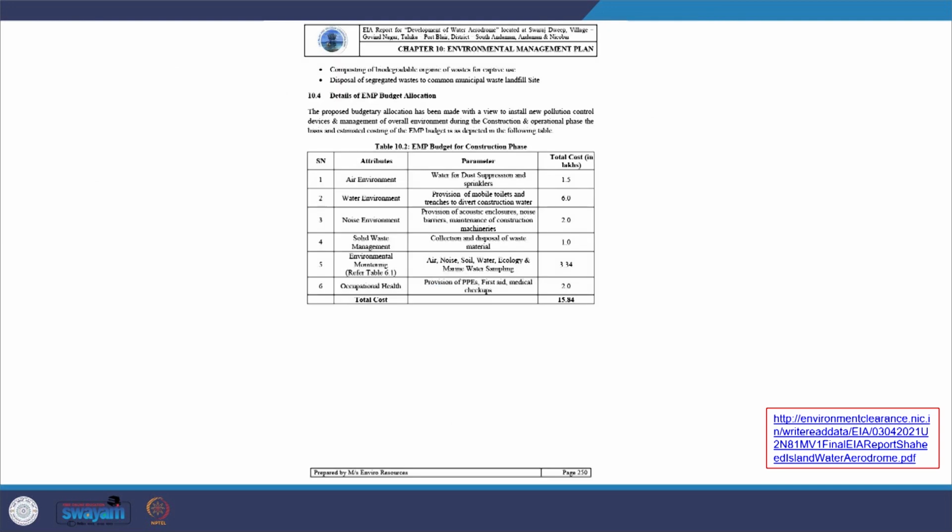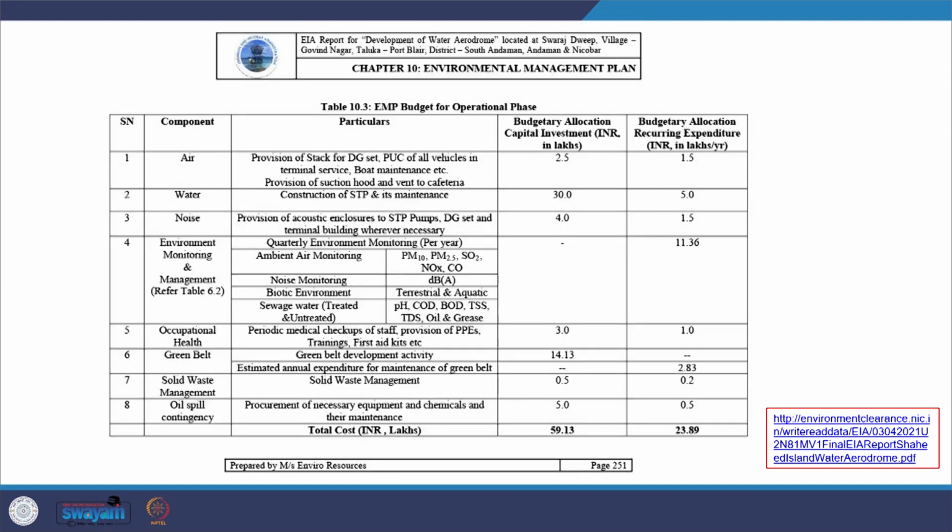So we do not see the social management plan here, but we do see the environmental management plan. So like how different physical environments will be taken care of and what kind of budget has been allocated for the purpose, so how they would undertake that. So you see all that has been covered here, particulars about what will be undertaken, what are the components, and what is the budgetary allocation, and how much they will spend every year into that.